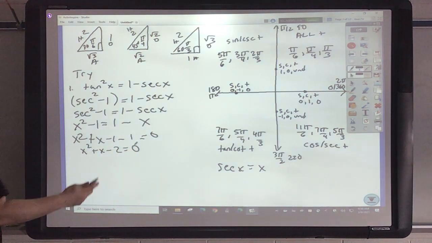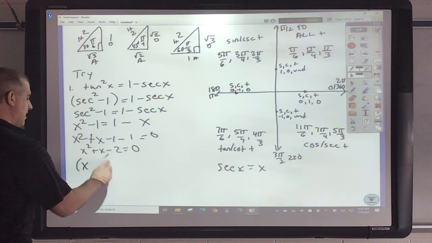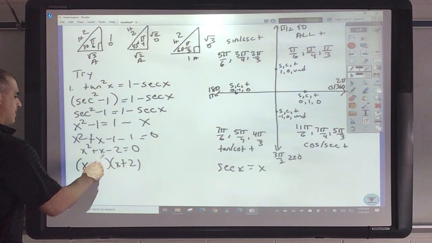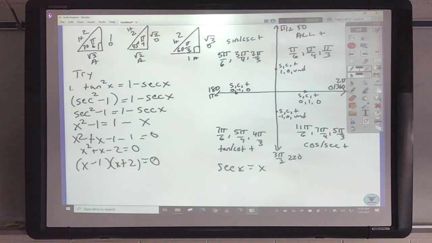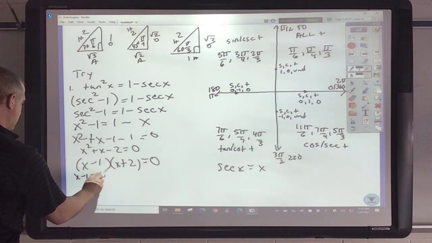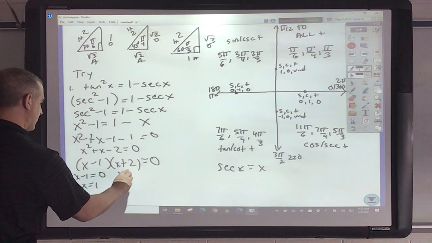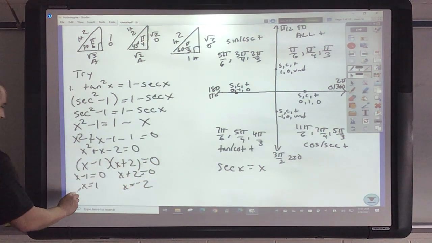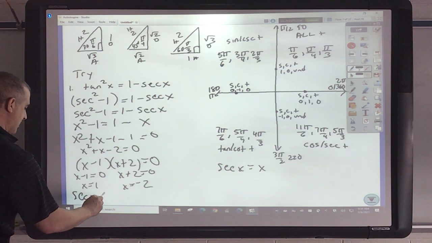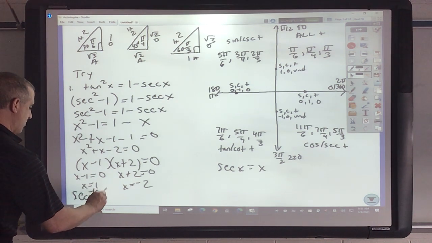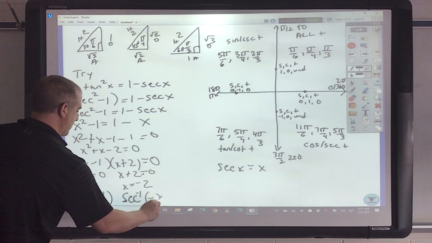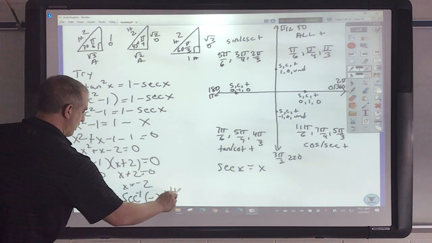Once again, a very simple factoring deal. This has got to be x plus 2. This has got to be minus 1. And so I set these equal to 0. That's x equals 1. Set this equal to 0. That's x equaling negative 2. Okay, I'm bringing back secant inverse to equal 1. I'm bringing back secant inverse to basically equaling negative 2, or h over a.